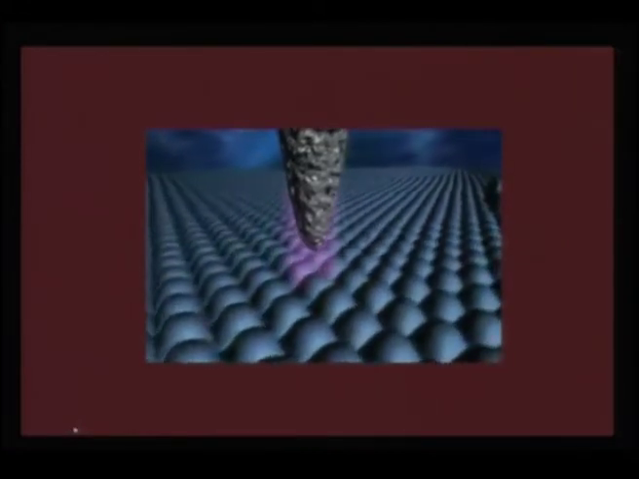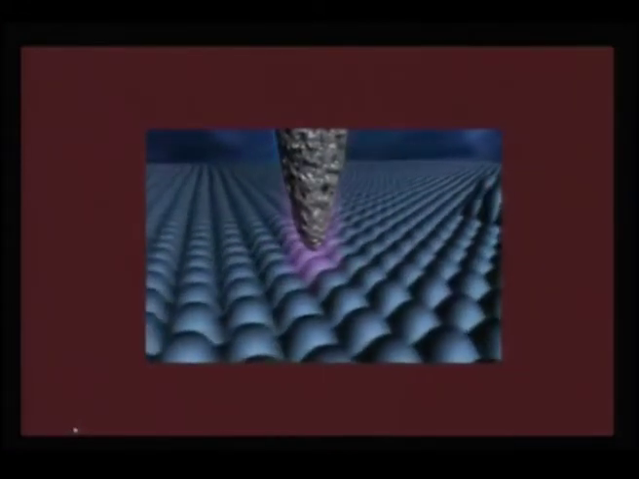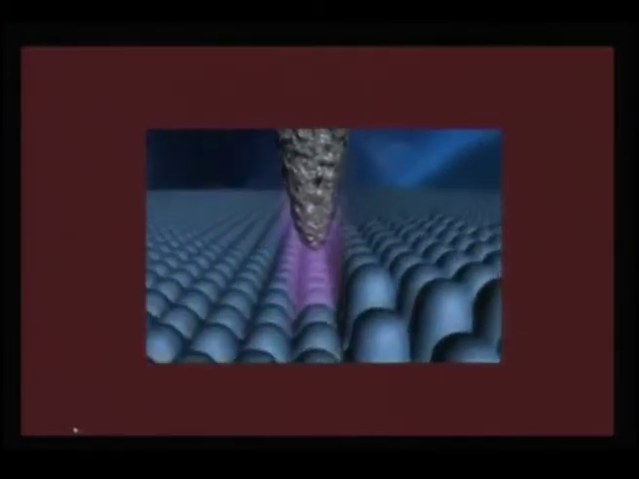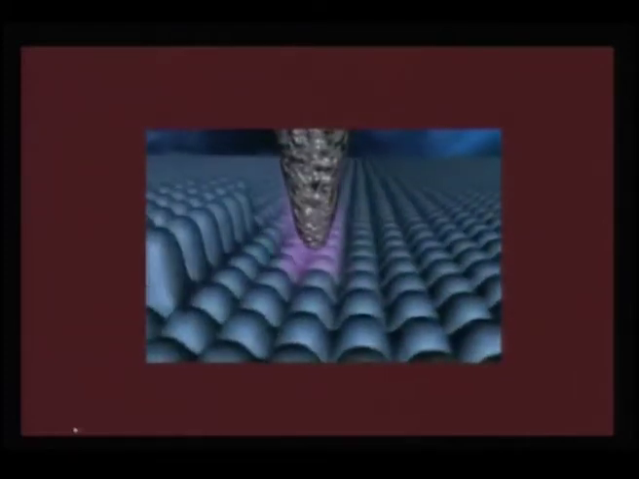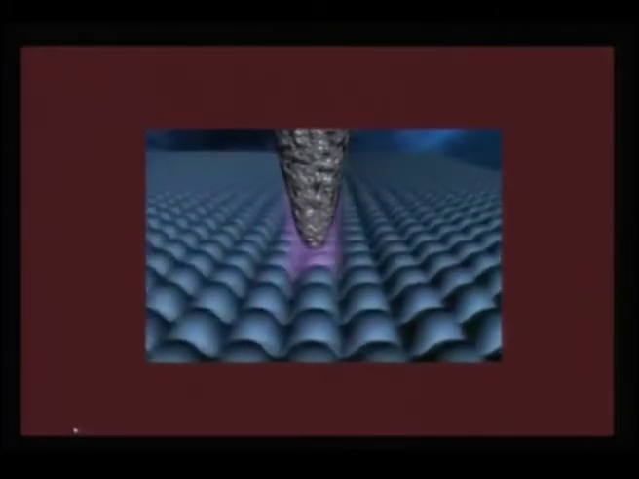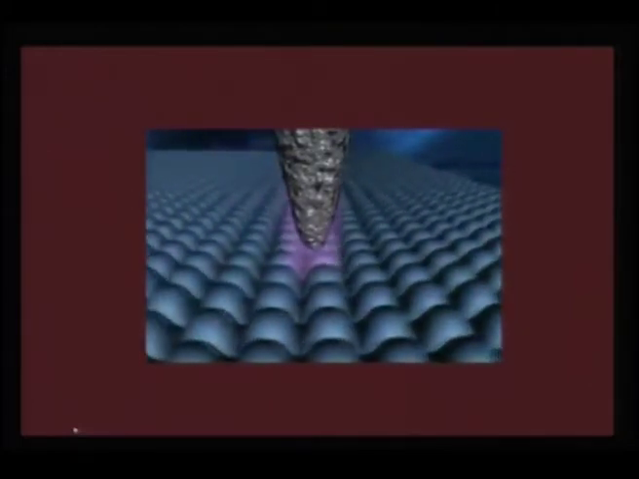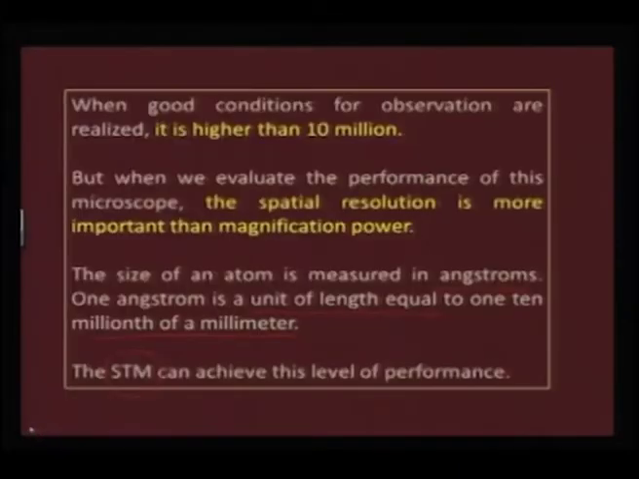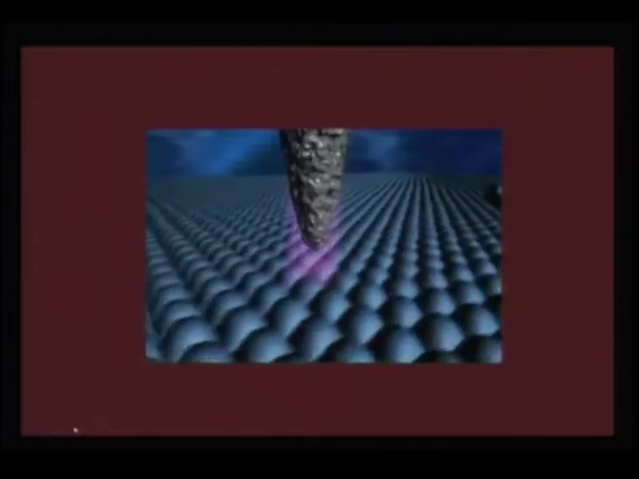This is an animation that I just want to show in the beginning itself, which can give you some idea. As you would see here, this is a tip which is scanning through an array of ordered atoms, and this can go back and forth over any prescribed area.